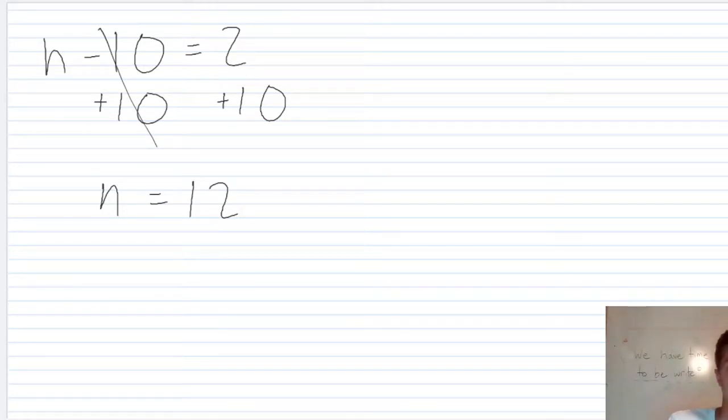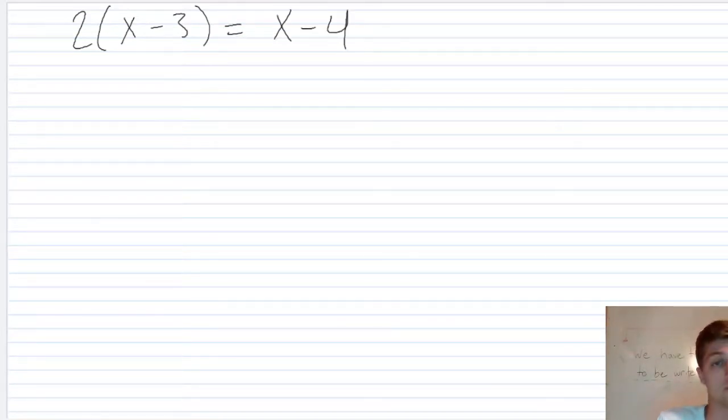We'll do another. This is page 49, example 2.1f. 2 times the quantity x minus 3 equals x minus 4. We have an x on each side. Well, that's not a problem. Let's go through our steps. First thing we want to do, is there anything we can simplify on both sides? Well, we have distribution over here, which is a form of multiplication. So let's distribute. 2 times x is 2x. 2 times negative 3 is negative 6, equals x minus 4.